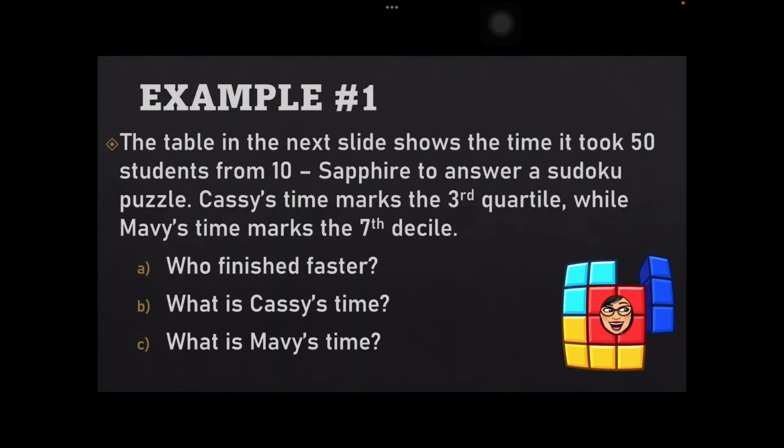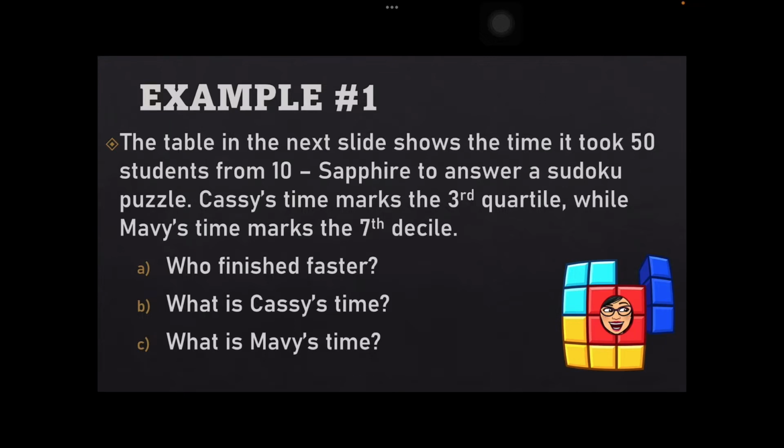Alright, so let's solve. Our first problem involves a Sudoku puzzle. So, the table in the next slide shows the time it took 50 students from 10 Sapphire to answer a Sudoku puzzle. Cassie's time marks the third quartile, while Mavi's time marks the 7th decile. I have here 3 questions that we are going to answer. Who finished faster? What is Cassie's time? And what is Mavi's time?